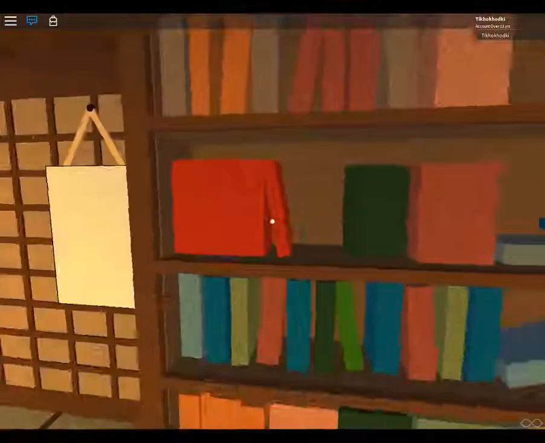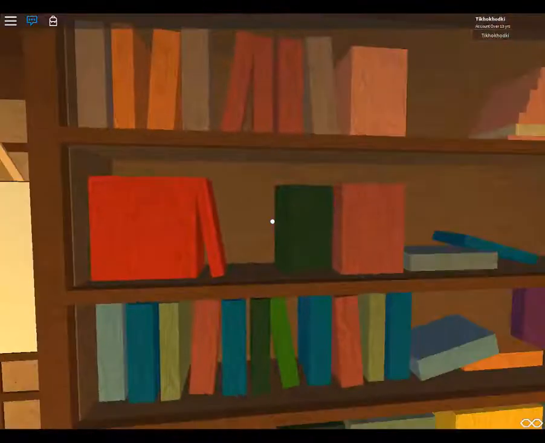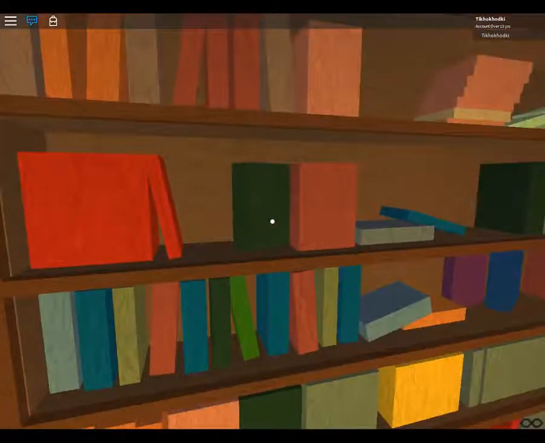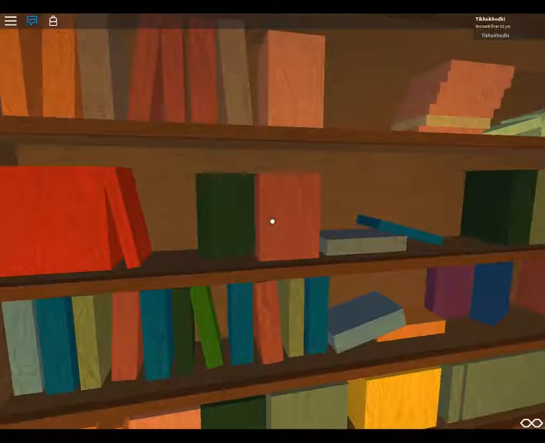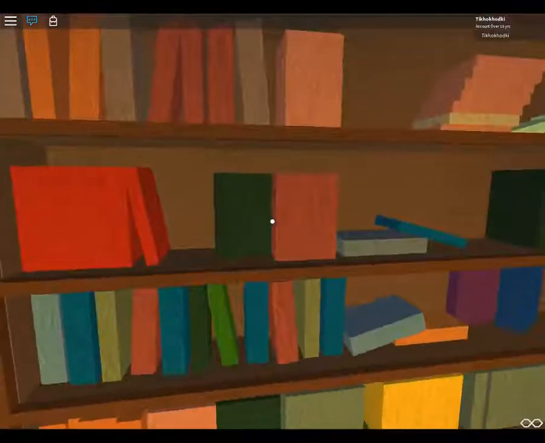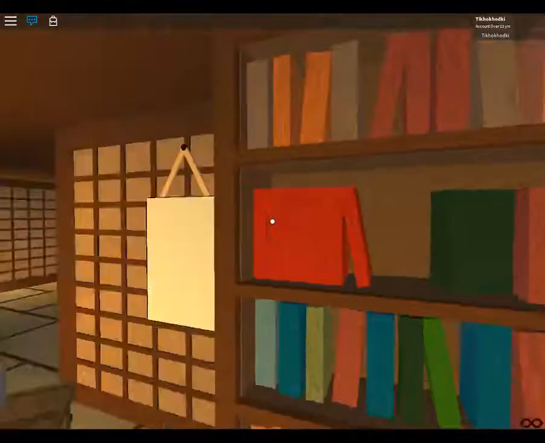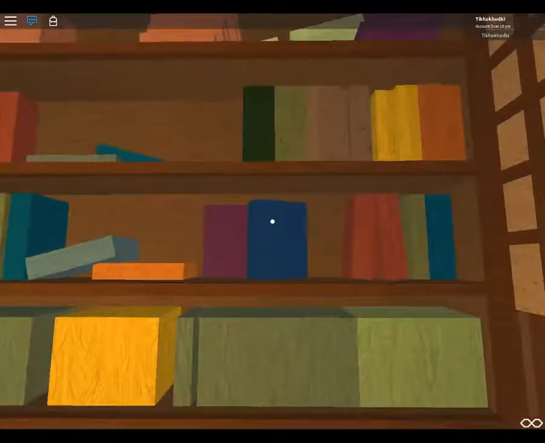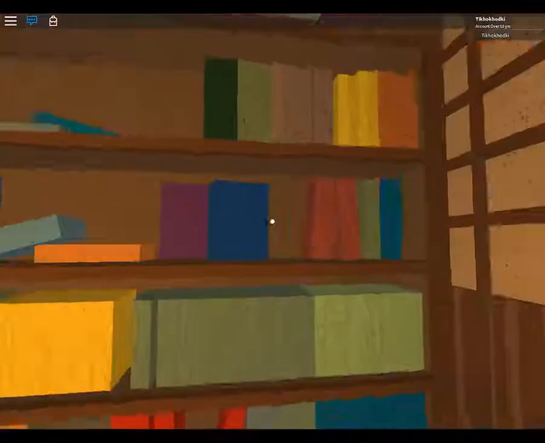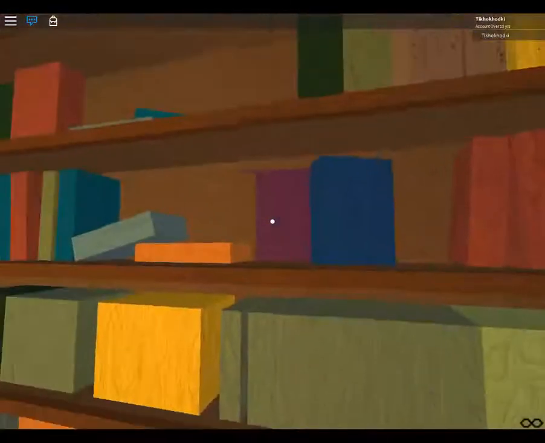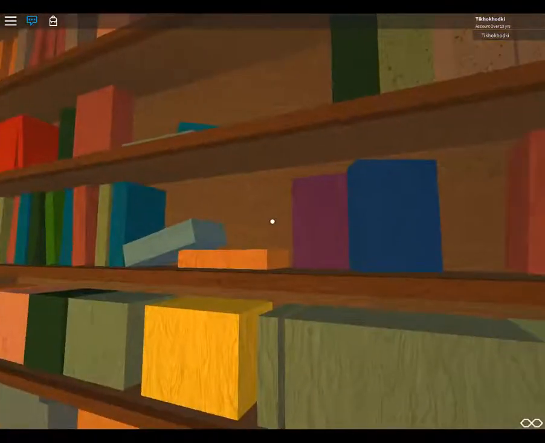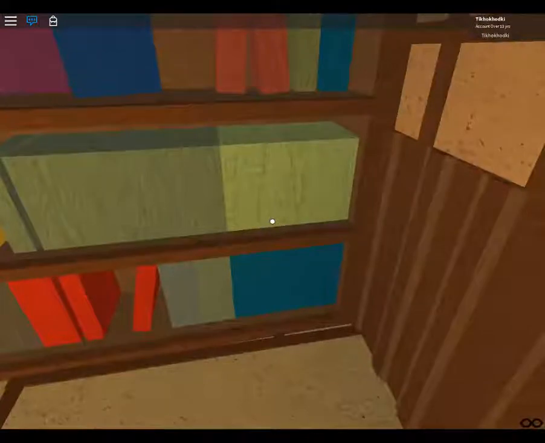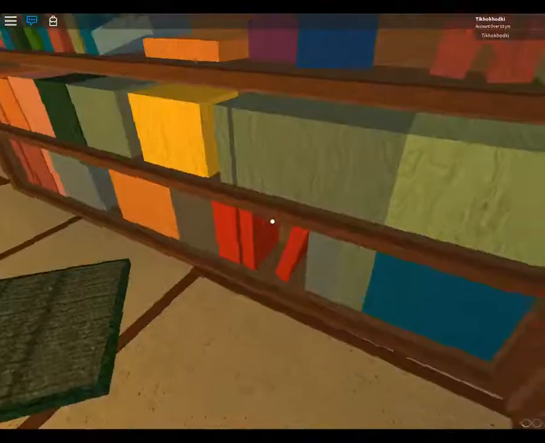Akai. Aka. Akai hon. Aka no hon. Midori. Midori no hon. Pinku. Pinku no hon. Ao. Ao no hon. Aoi hon. Murasaki. Murasaki no hon. Kiro. Midori. Kiro. Aka. Ao.